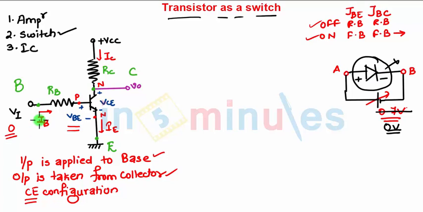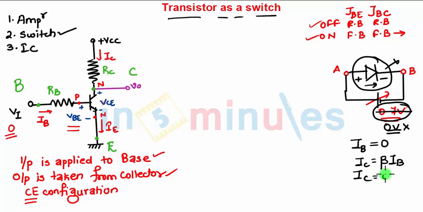When the diode is off, what is the value of IB? When will current flow through the diode? Only when you are providing a voltage greater than 0.7 volts. Since your voltage is less than 0.7 volts, say 0 volts, no current will flow through the diode. So the current IB will be 0. As you know, IC is nothing but beta times IB. If IB is 0, my IC will be 0. When IC is 0, the current through the collector resistance is 0.